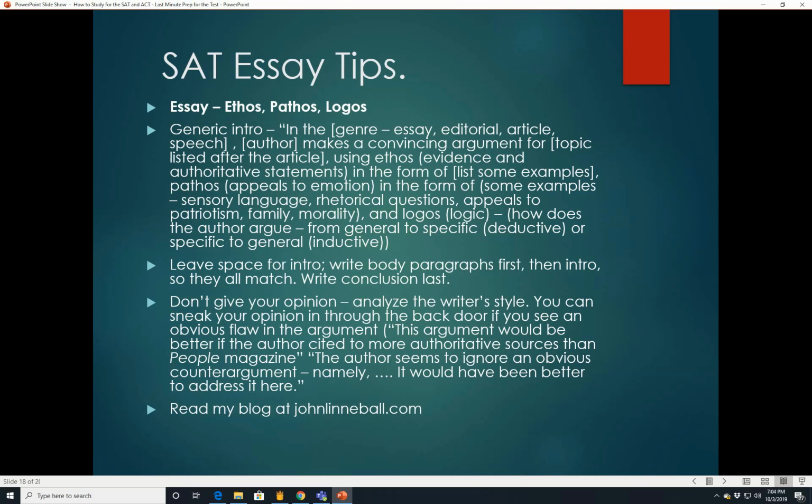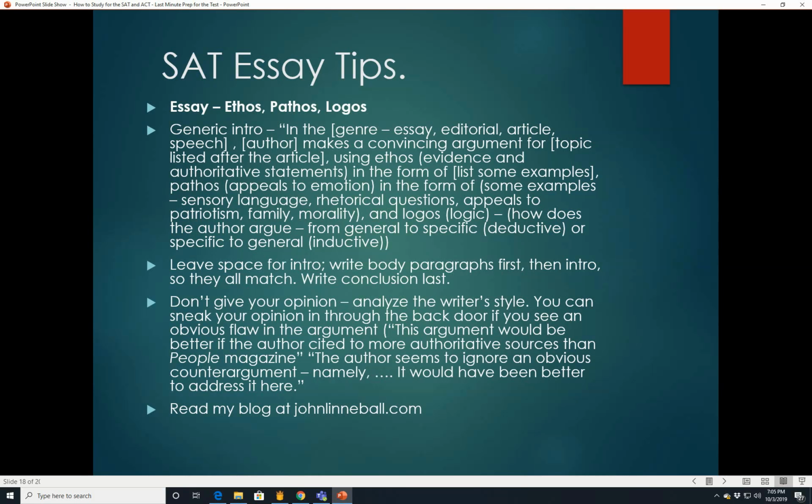Using ethos, and then you can define it as evidence and authoritative statements in the form of, list some examples. Pathos appeals to emotion in the form of sensory language, rhetorical questions, some appeals to patriotism, family, morality. And logos, logic. How does the author argue from general to specific, which would be deductive logic, or specific to general, which would be inductive logic? So you want to leave space for the introduction, write body paragraphs first, then the introduction so they all match, and write the conclusion last.